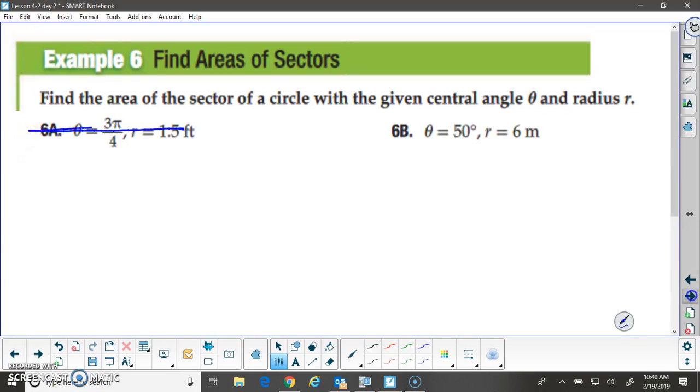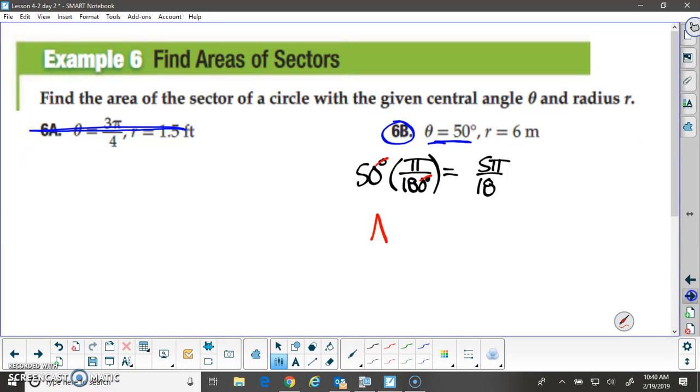Okay, let's get to this one. And now remember, if you're given an angle in degree measure, the first thing you need to do is take that 50 degrees, convert it into radian measure by multiplying by pi over 180. If you do that, the degree symbols cancel. Here we would get 5 pi over 18.